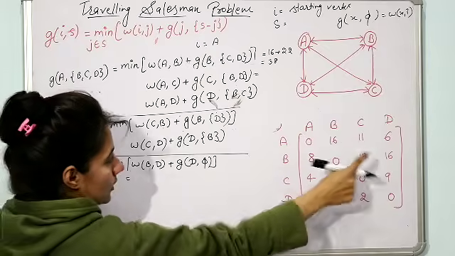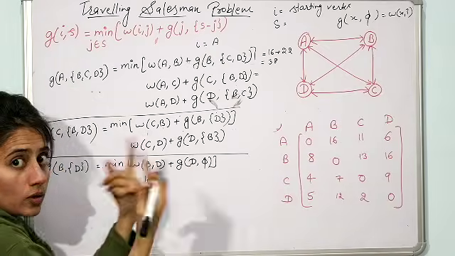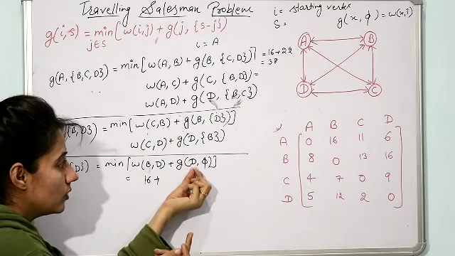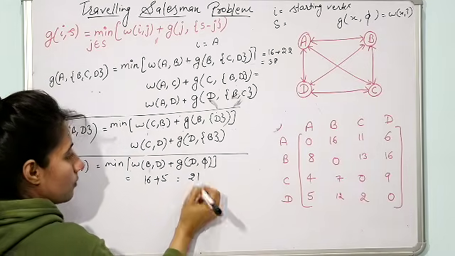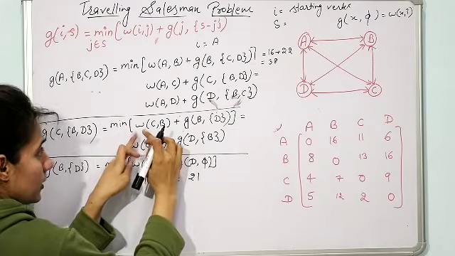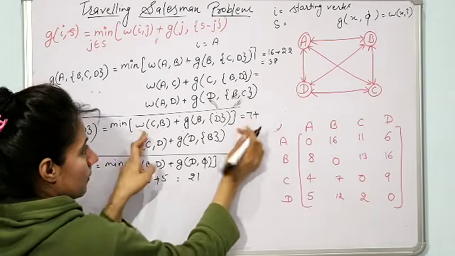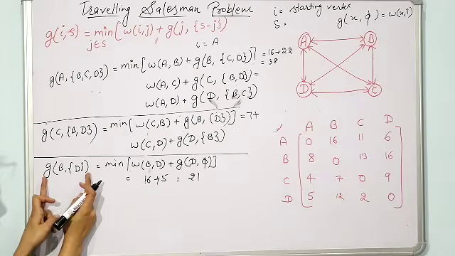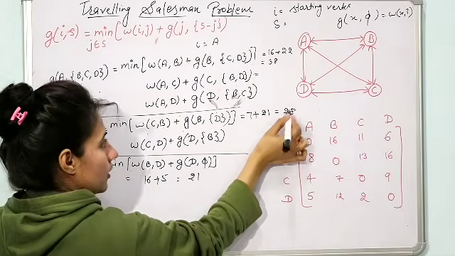Now we will find this value, weight of B to D. Weight of B to D is 16, plus we cannot go anywhere, so we have to go back to A. Then here we write weight of D to A, that is 5, and it would be 21. Now you can find the value of this one. Here weight of C to B is 7, plus this which we have already found, 21, and this would be 28.